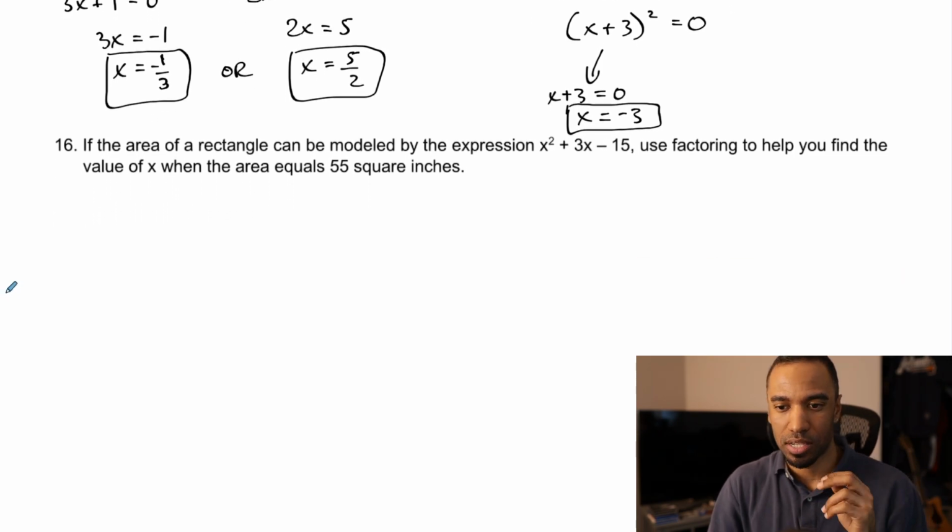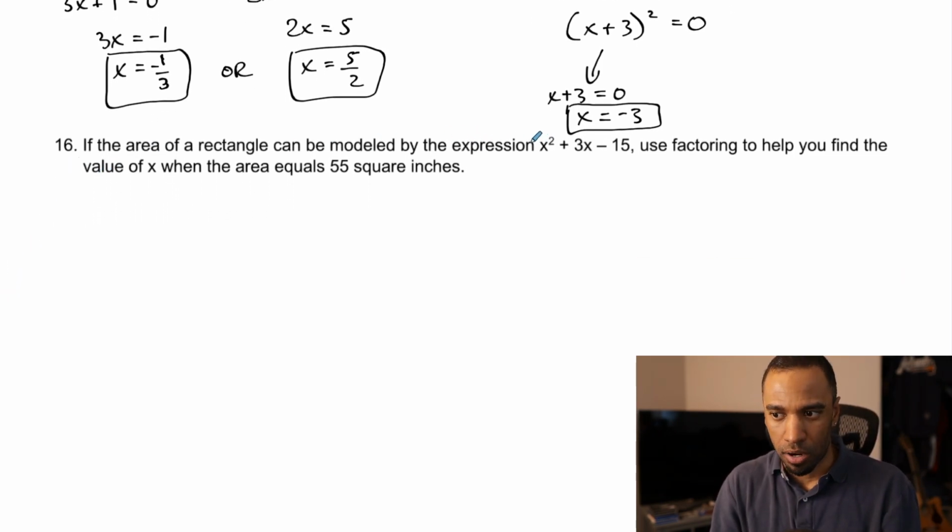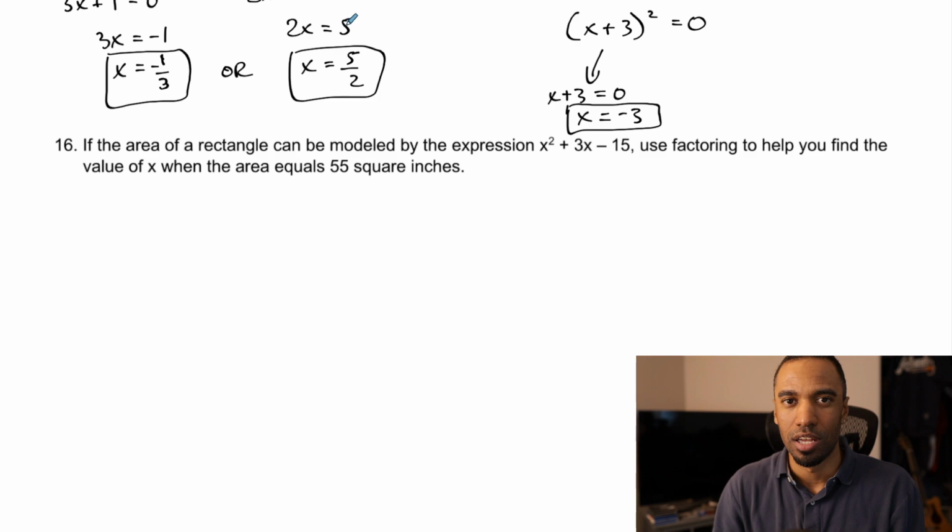And the last one, number 16, it was a word problem, but they give you the model, and they're just asking solve for x. Well, sort of. There's a part in the final answer that I want to cover. You probably saw me cross out an answer. I'm going to talk about that. If the area of a rectangle can be modeled by the expression x squared plus 3x minus 15, use factoring to help you find the value of x when the area equals 55 square inches.